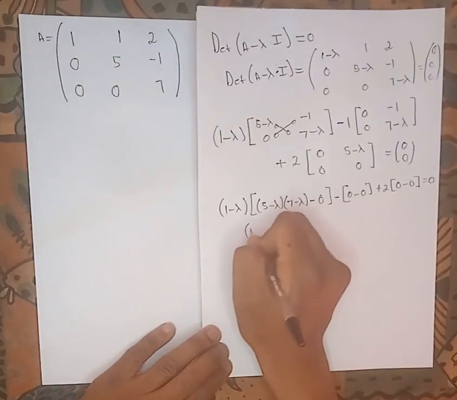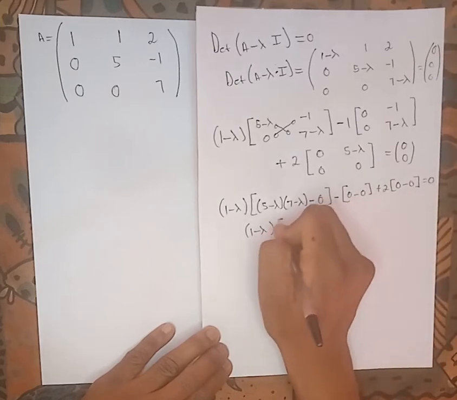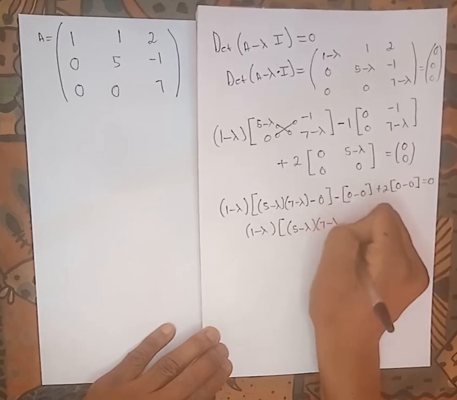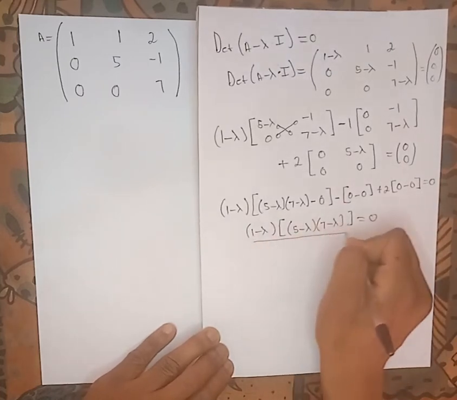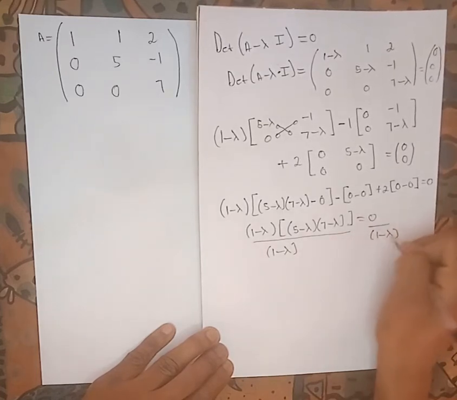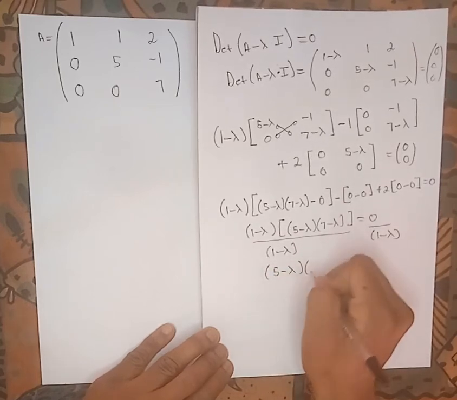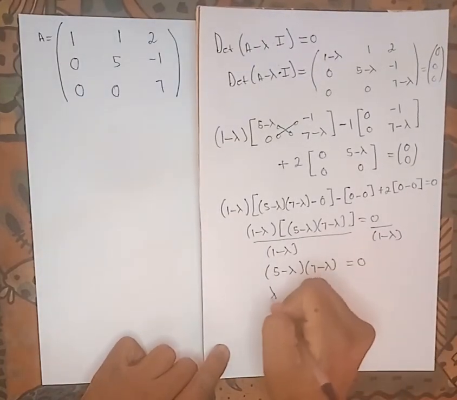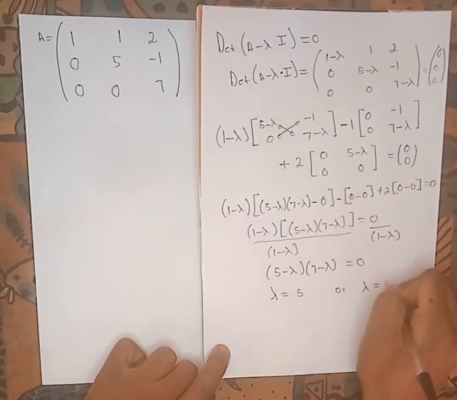So this will be 1 minus lambda, 5 minus lambda, 7 minus lambda, all equals to 0. If we divide both sides by 1 minus lambda, we are left with 5 minus lambda, 7 minus lambda equals 0. So my lambda will be 5, or my lambda will be 7.